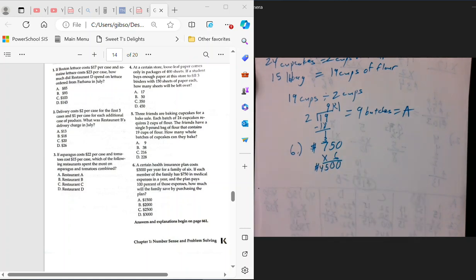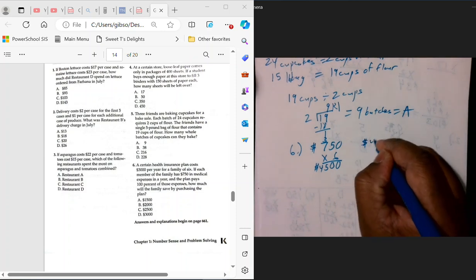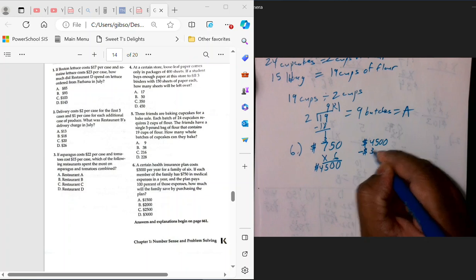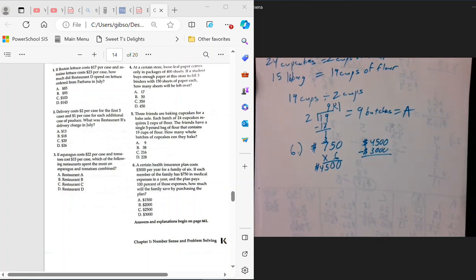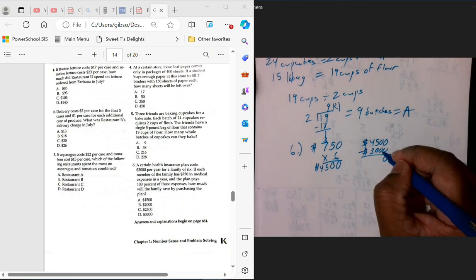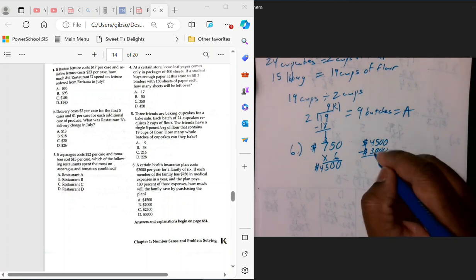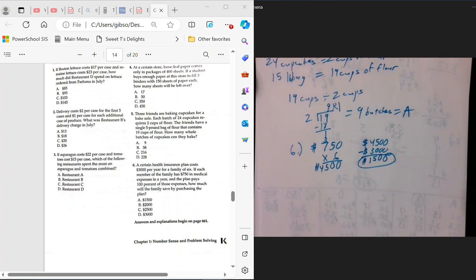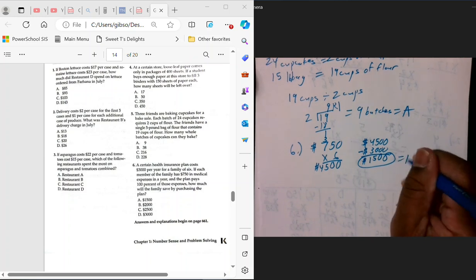Now it says that the plan pays 100% of those expenses. How much would the family save by purchasing the plan? Now, they would get reimbursed $4,500. That's the total that they would spend in a year. The plan costs $3,000. Now, to see the savings, we're trying to get the difference. So we would subtract 0 minus 0 is 0. 0 minus 0 is 0. 5 minus 0 is 5. And 4 minus 3 is 1. So that will give us $1,500, which is A. That's how much they saved.